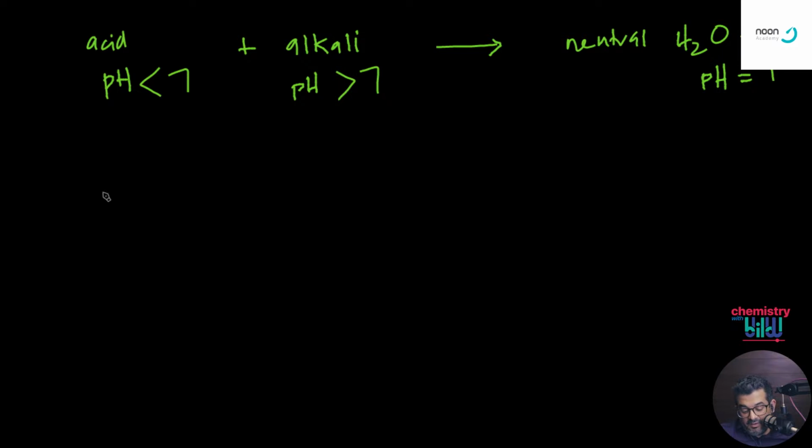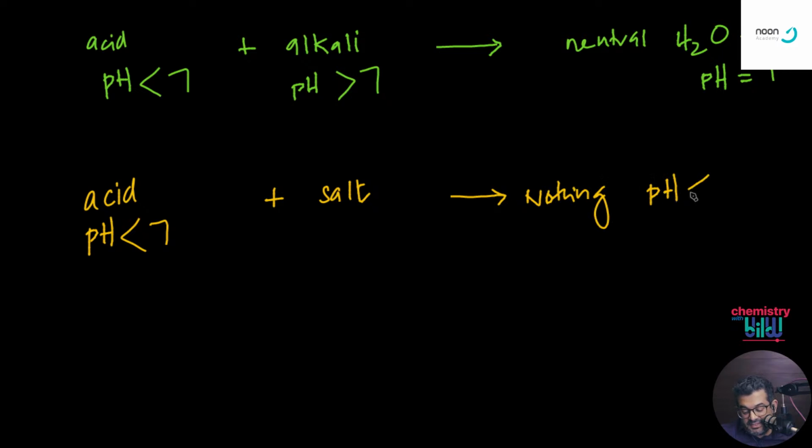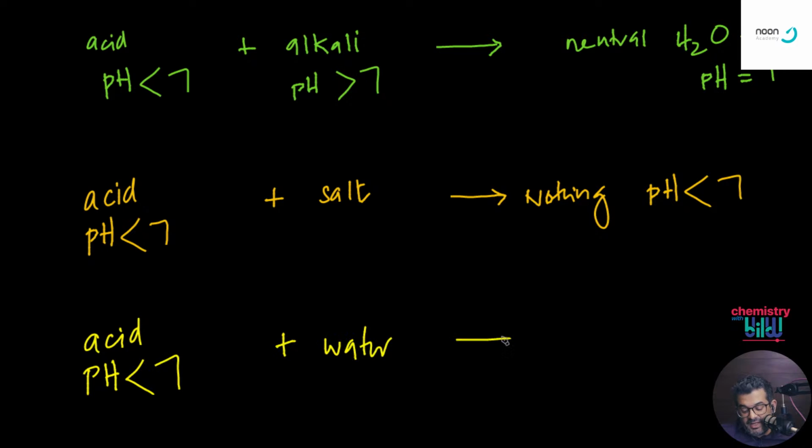Now what if you said no, I want to take an acid, because it's an acid, pH is less than 7, and I will add a salt to the acid. What will happen then? Well, really nothing. It'll stay acid and salt, and the pH will still stay less than 7. What if I add water to an acid? It might make the acid more dilute and might change the concentration of the acid. It already has water, and you can add more water, and it will still stay less than 7.